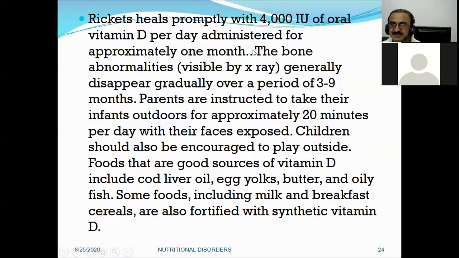So there may be bony abnormalities on the X-rays. Generally, they disappear over a period of 3 to 9 months.